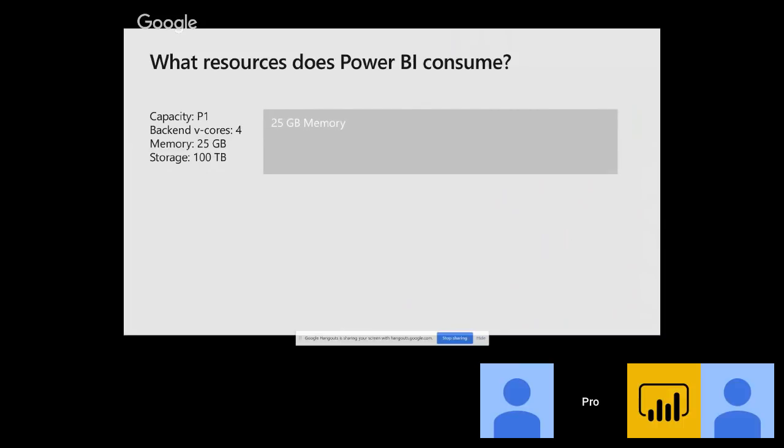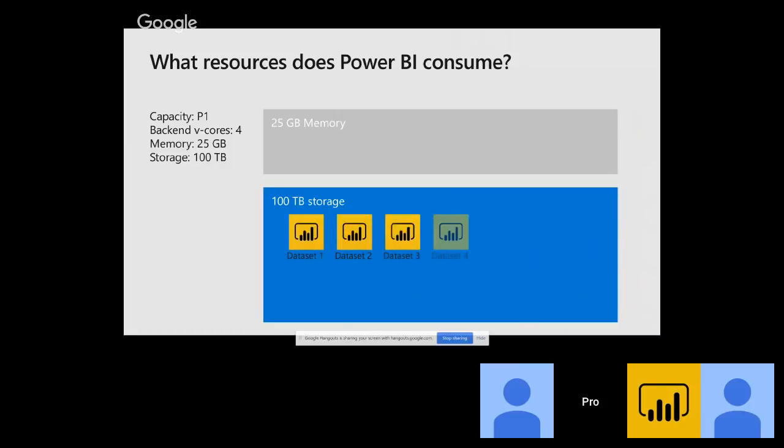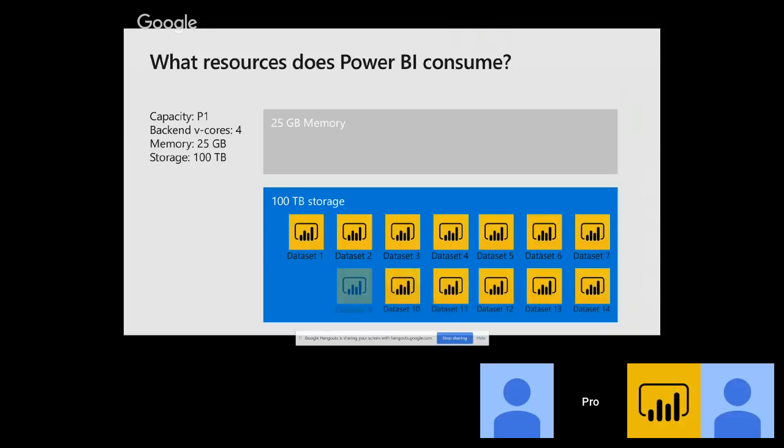That comes with 25 gigs of memory and 100 terabytes of storage. Now, the 100 terabytes of storage is where your data sets live. A lot of people ask me, does that mean I can have 100 terabytes of data sets? The answer to that is yes and no. You can have 100 terabytes of data sets, but you only have 25 gigs of memory. And when a user actually comes in and queries a data set, we have to load that data set fully, 100%, into memory.